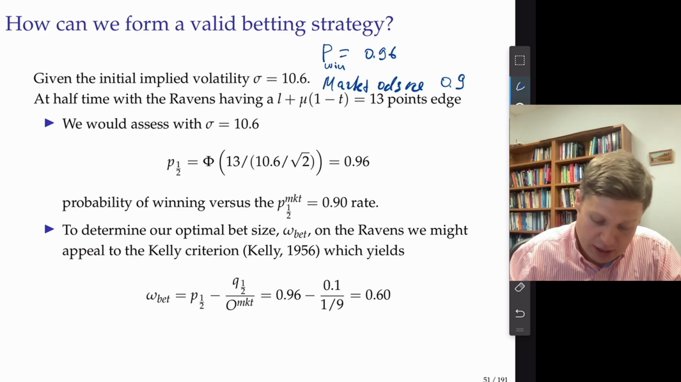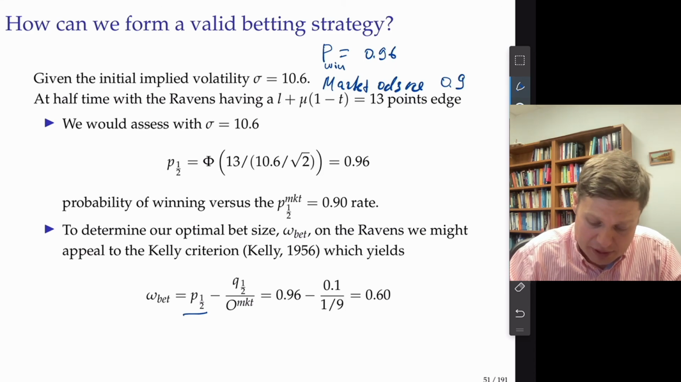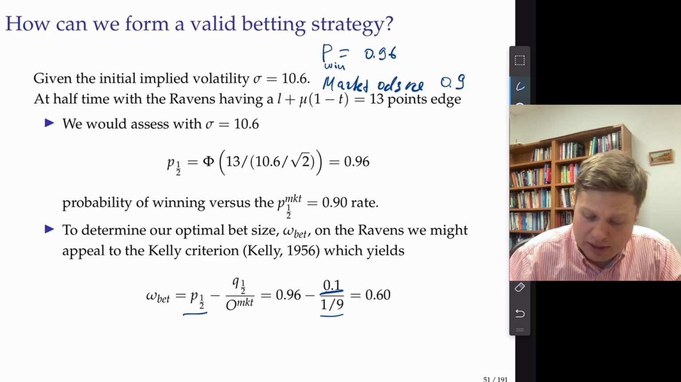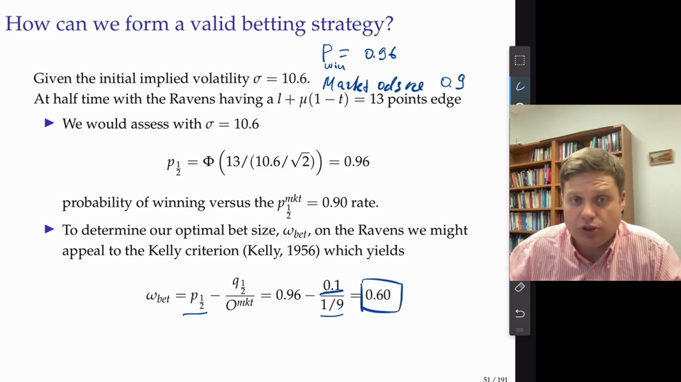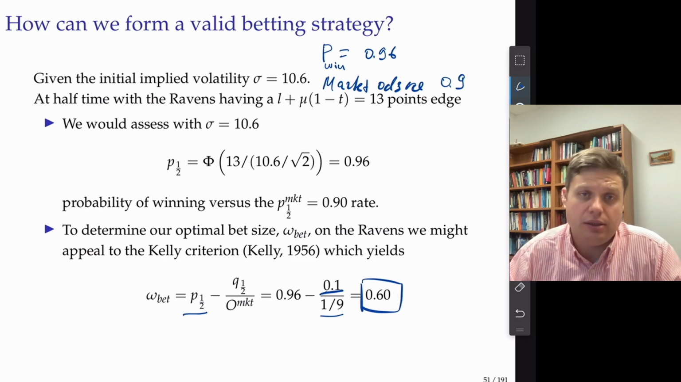we can again use the Kelly rule for this. Probability of you winning, so 0.96, minus the probability of losing according to the market odds divided by the market odds, so 10% of losing according to the market, and the market odds are 1 to 9, so 0.6. You should take 60% of the money that you're willing to bet and bet in this scenario.